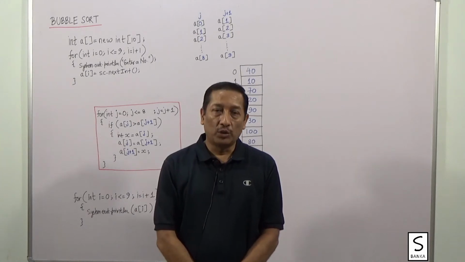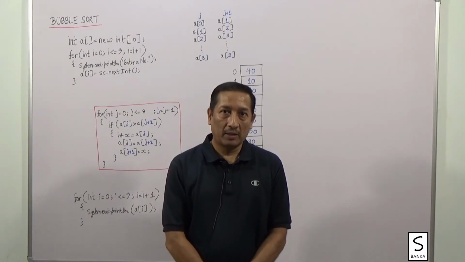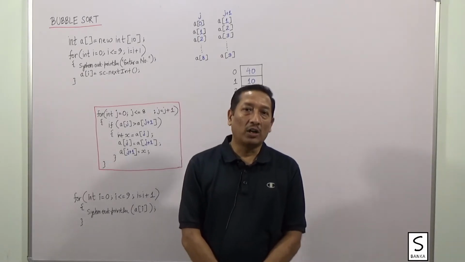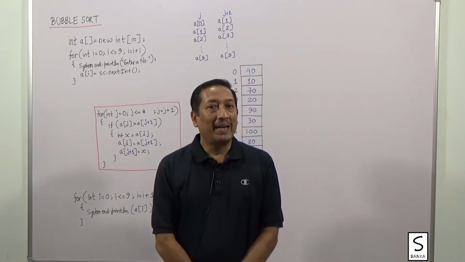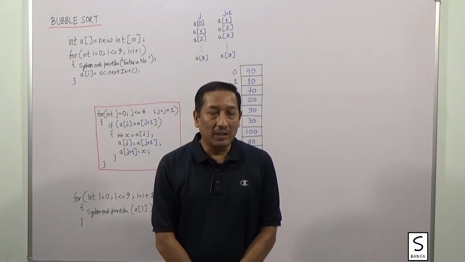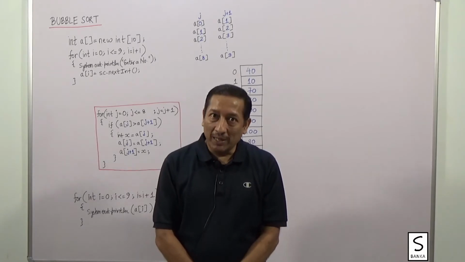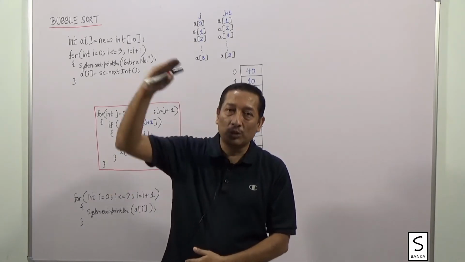In this video, we are going to discuss sorting. Sorting implies arranging the data in ascending or descending order. By ascending order, we mean arranging the data from smaller to bigger. By descending, we mean arranging the data from bigger to smaller.